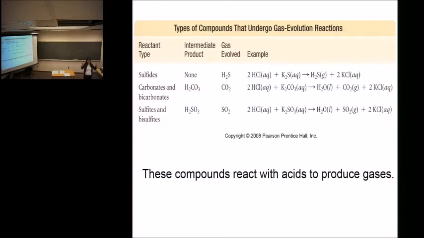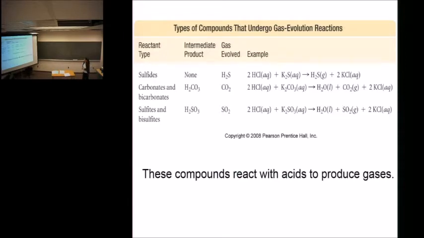Awesome. All right. Well, let's talk about these reactions. These are on the learning objectives, so let's talk about it. Reaction type. We've got sulfides, carbonates, bicarbonates, sulfites, and bisulfites. Sulfides. Intermediate. What's that? We'll talk about that in just a second. So, what is the gas that's evolved when you have any acid reacting with any of the sulfides? H2S, right. Hydrogen sulfide.